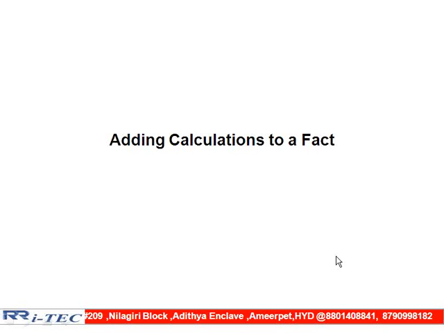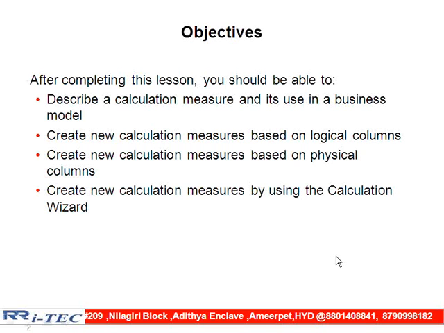In the RPD level. Why? Because it is a reusable one. Once you create it in the RPD, we can reuse it in multiple reports, right? Yes. Due to that reusability purpose, any calculation, if it is used more than once, surely we need to create it in the RPD level. Am I clear on that point? And to create these calculations, these are the points you need to understand by the end of this lesson. Describe a calculation measure and its use in a business model.